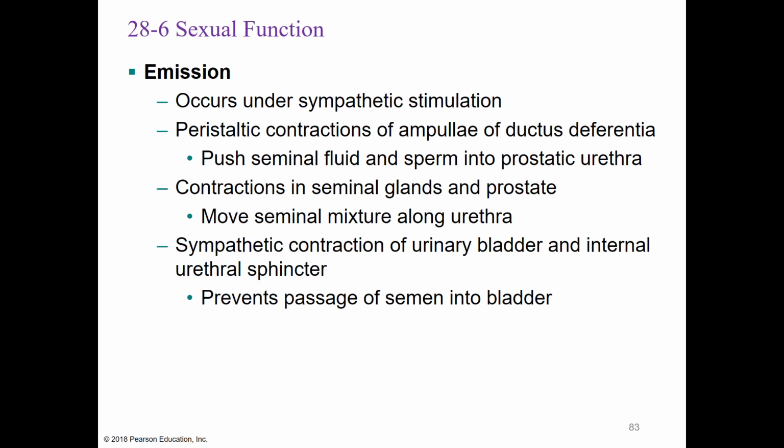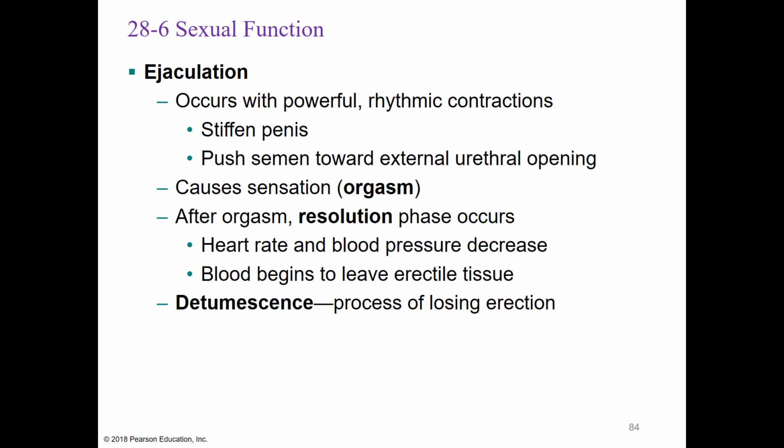Peristaltic contractions of the ductus deferens will push seminal fluid and sperm into the prostatic urethra. Contractions in the seminal glands and prostate will move the seminal mixture along the urethra, and sympathetic contraction of the urinary bladder and the internal urethral sphincter will seal off the bladder so that semen does not go into the bladder. Ejaculation occurs with powerful rhythmic contractions, stiffens the penis, and pushes semen towards the external urethral opening.